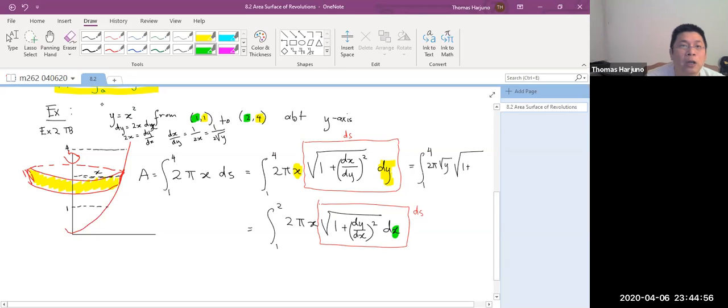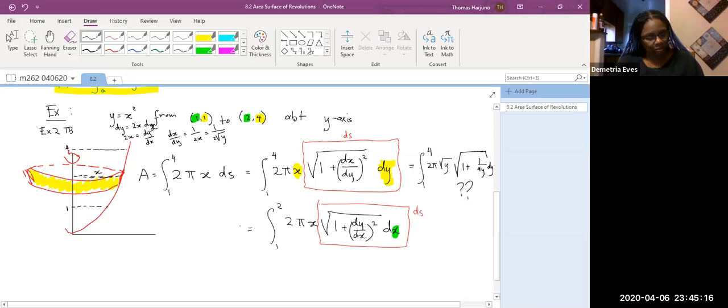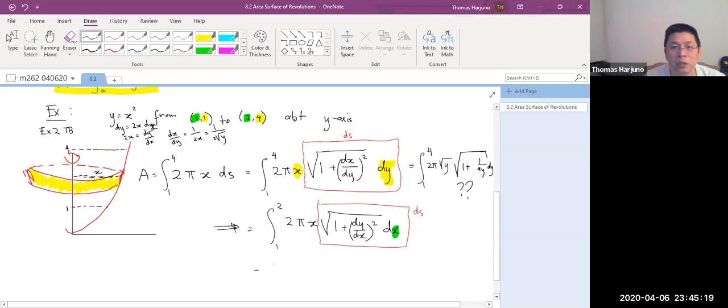So let's see if I continue there. This will be 1 over 4y dy. Now this is not integrable. It's so hard to integrate. Okay, such that I will proceed with this one here. This is integral from 1 to 2 pi. It's already dx, so I don't need to change this x here. Okay, 1 plus dy dx, that's 2x being squared dx. So then we can integrate this ourselves.